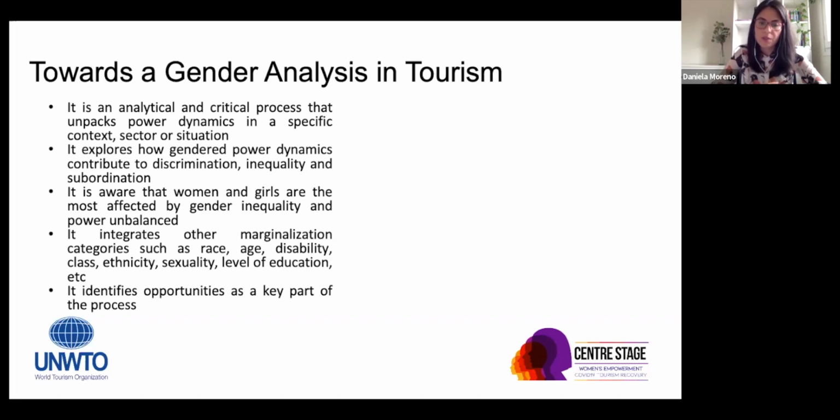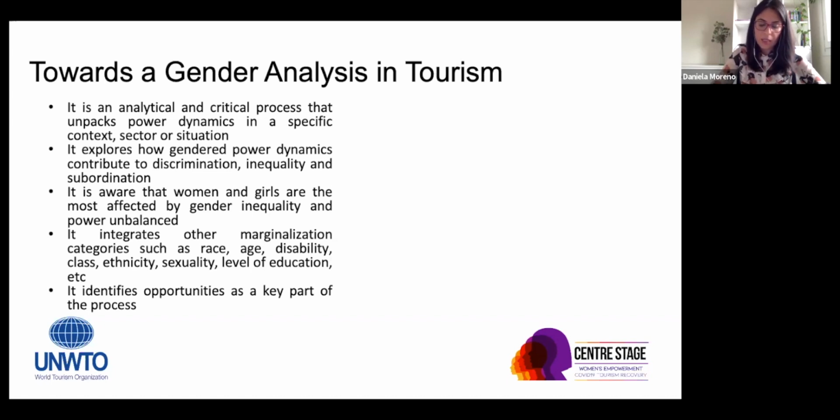Disability also is a very important category that I would like to stress. Women with disabilities face many inequalities and discriminations. The access to and control over resources is a matter of concern for women with disabilities.